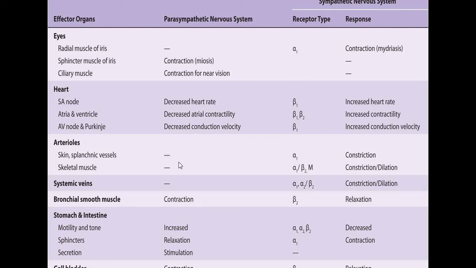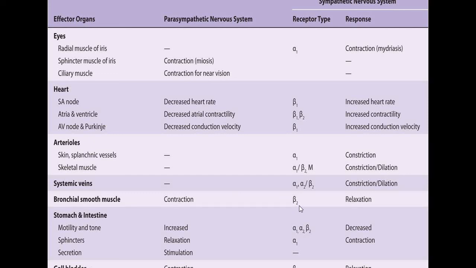What happens to the arterioles? In case of sympathetic, alpha 1 receptor type, and it is causing constriction. Why don't we have anything here? Because it is the sympathetic nervous system which is deciding whether there will be dilation or constriction. When there is sympathetic effect, there is constriction, and when this sympathetic effect is removed, there is dilatation. Right?